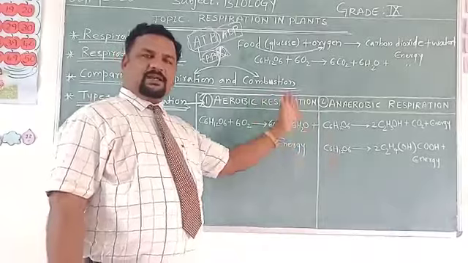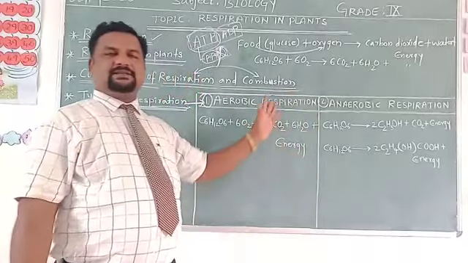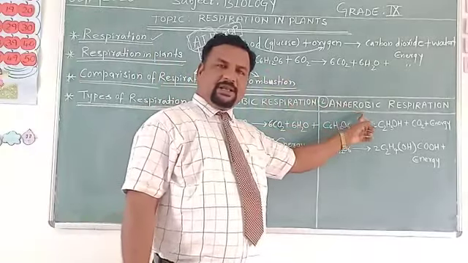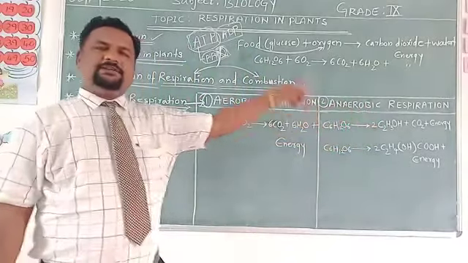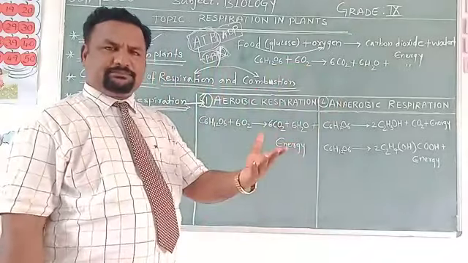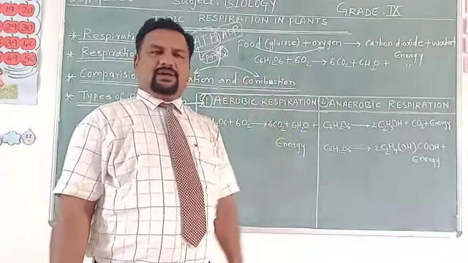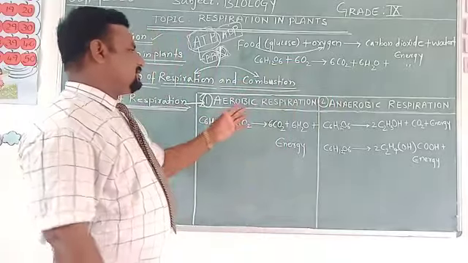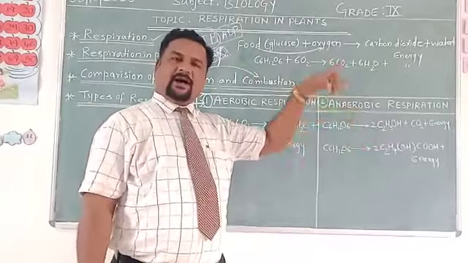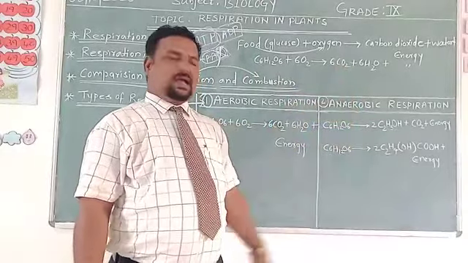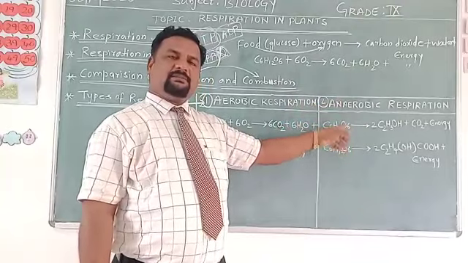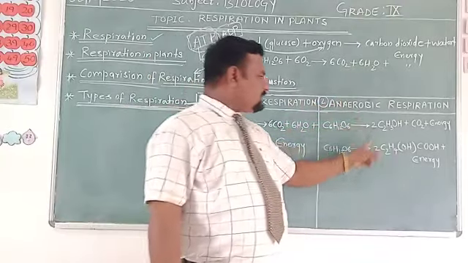And what are the end products of aerobic respiration? Carbon dioxide, water plus energy. And what is anaerobic respiration? Anaerobic respiration is performed by organisms like yeast. You know, yeast is a unicellular fungus. Organisms like yeast oxidize the food. They respire in the absence of oxygen and they break down the food. The glucose is oxidized in organisms like yeast in the absence of oxygen.